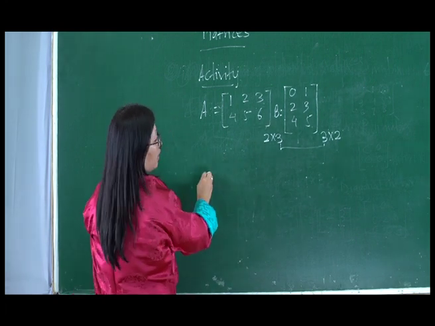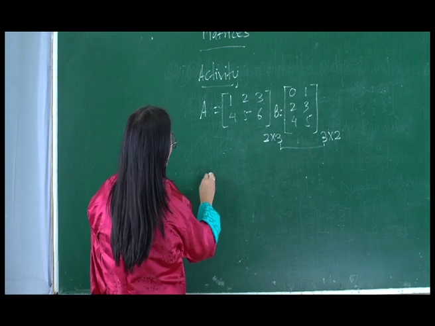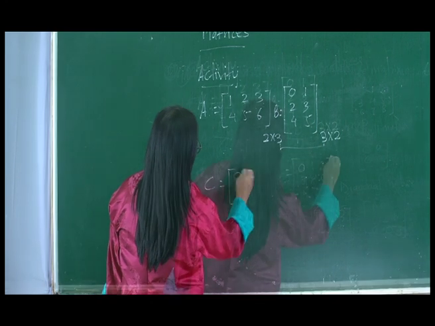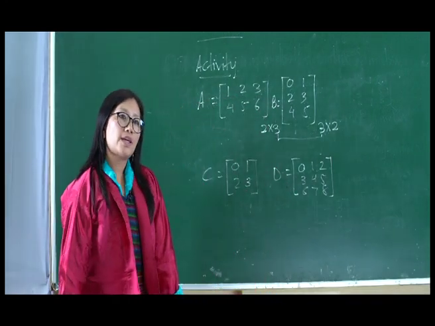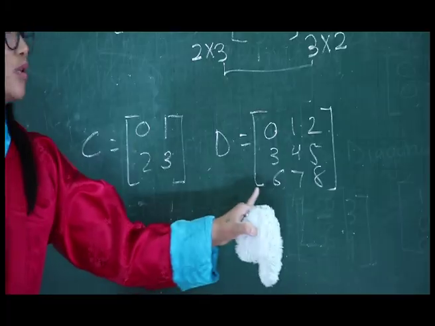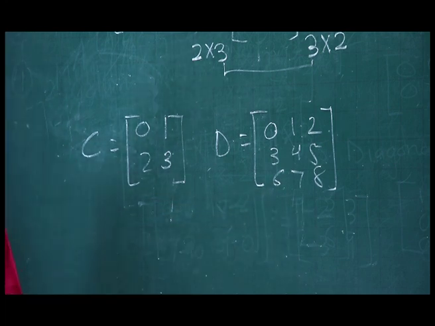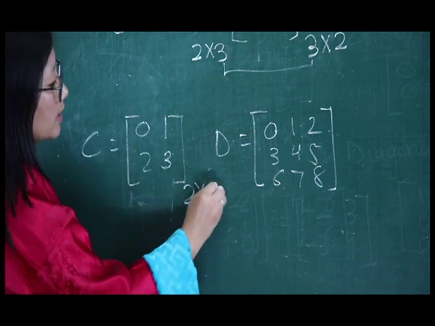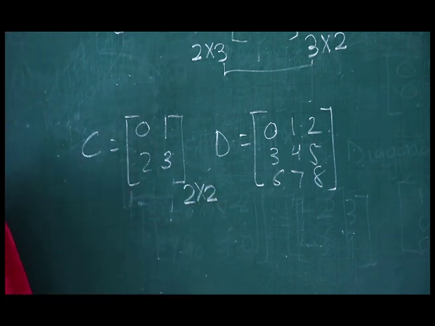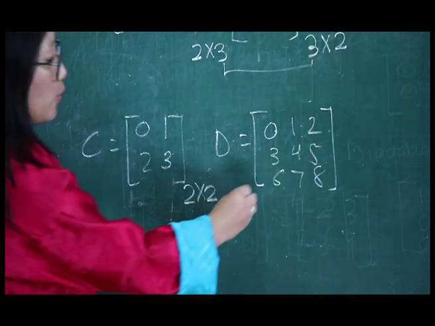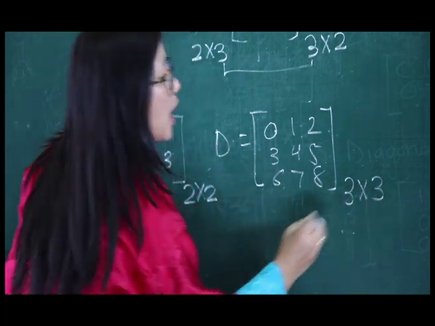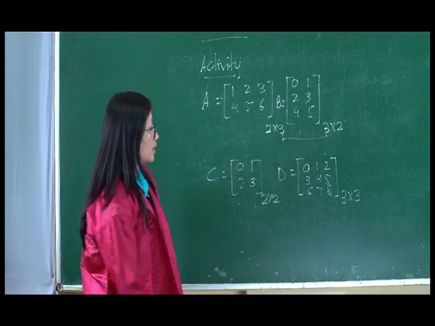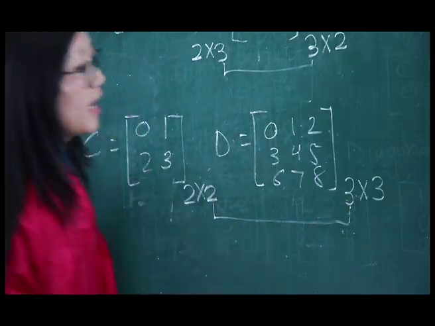Now let us move on to another example. Alright, now can you quickly check whether these 2 matrices can be multiplied? Done. Let us now check it together. The dimension for matrix C is 2 by 2. For matrix D, it's a 3 by 3 matrix. Now, if you look at this, these 2 inner numbers are different.